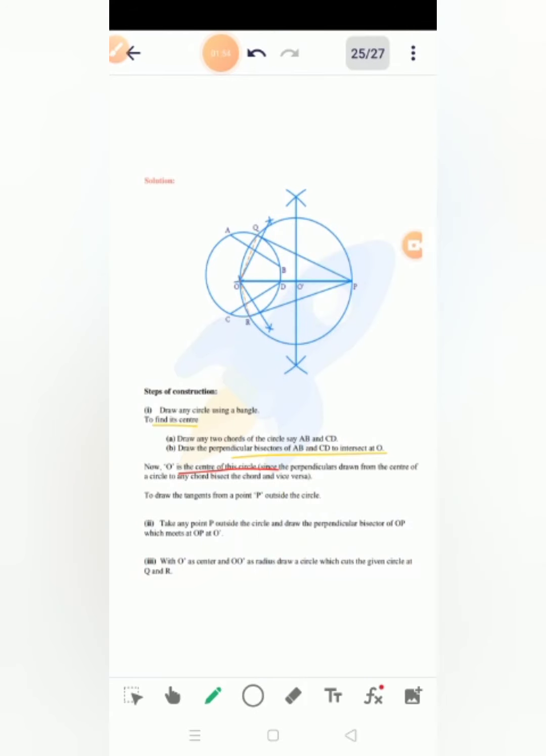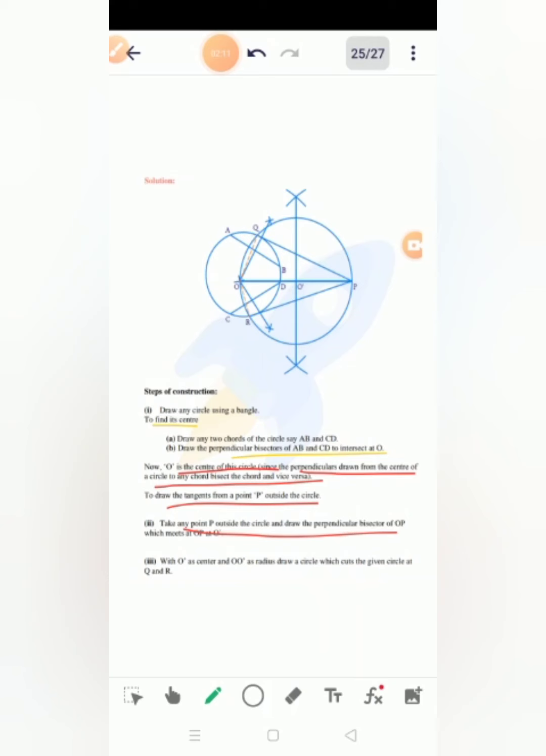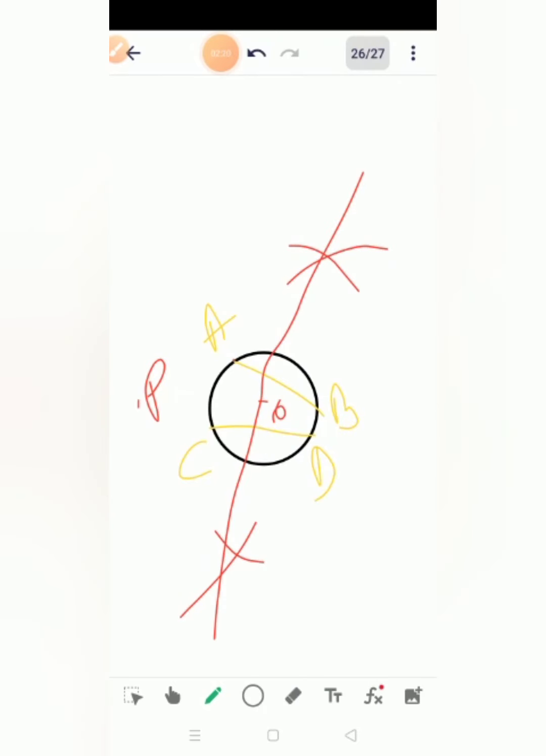Fine. Since the perpendicular drawn from the center of a circle to any chord bisects the chord and vice versa, we know this. So to draw the tangent from point P outside the circle, take any point P outside the circle. Okay, let's take it here. Point P. Fine. And draw the perpendicular bisector of OP, which meets OP at P'. Okay, you draw the perpendicular bisector here again like this.